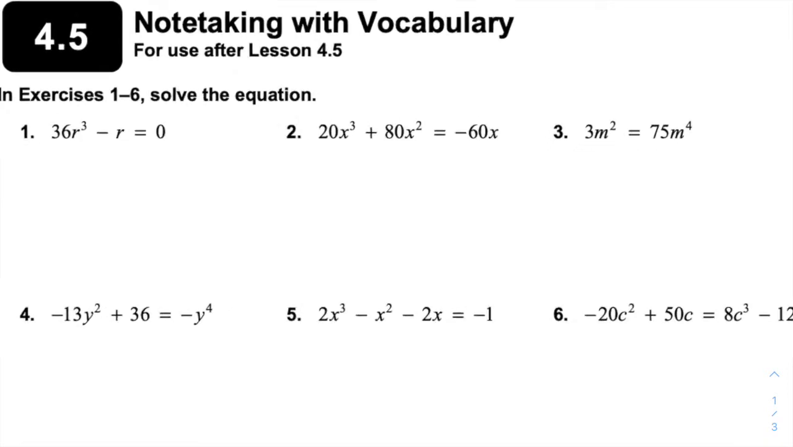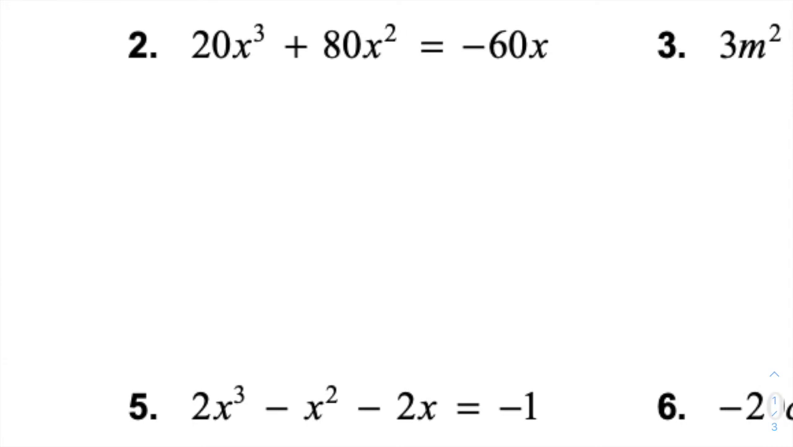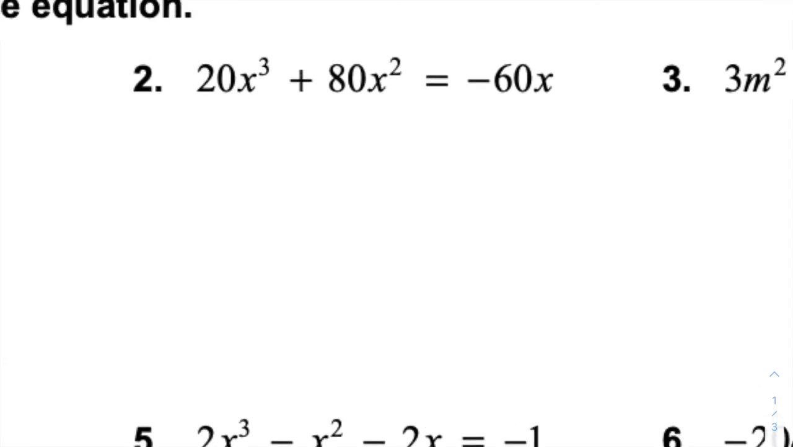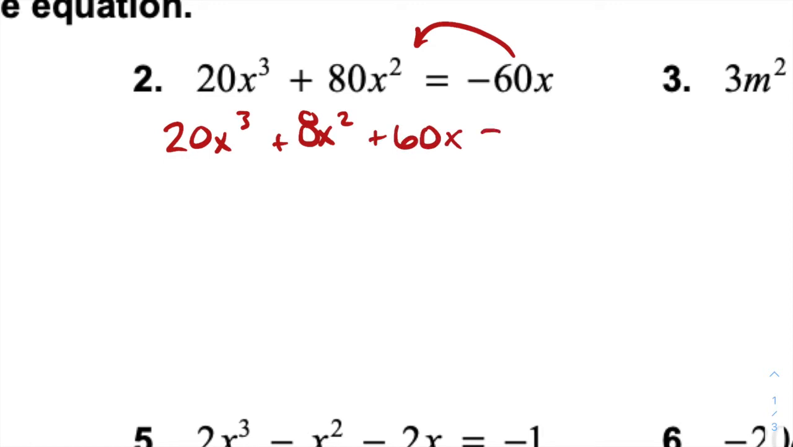So the first thing I want to show you is number 2 here. This is a problem where, up until today, we would be able to solve a problem like this. So we would first move the 60x over to the other side. So I have 20x to the third plus 80x squared, and then plus 60x equaling 0. The reason I say we should be able to do this one is because we just got done factoring polynomials, so this should feel very comfortable. Oh, sorry, that's 80, not 8.